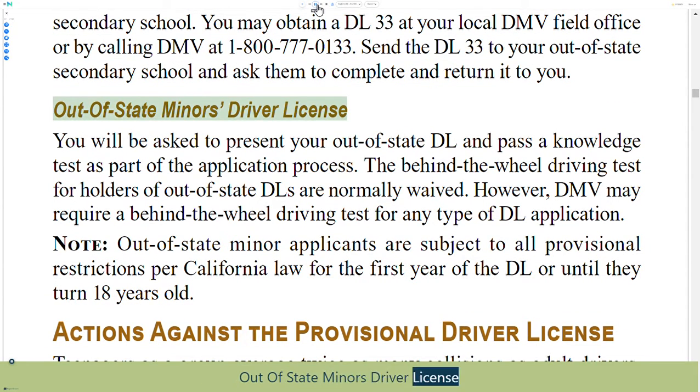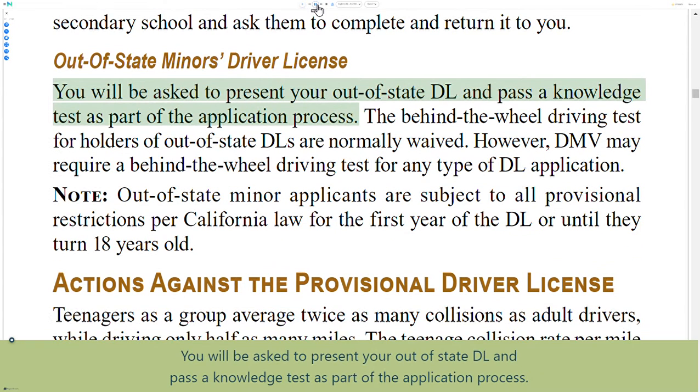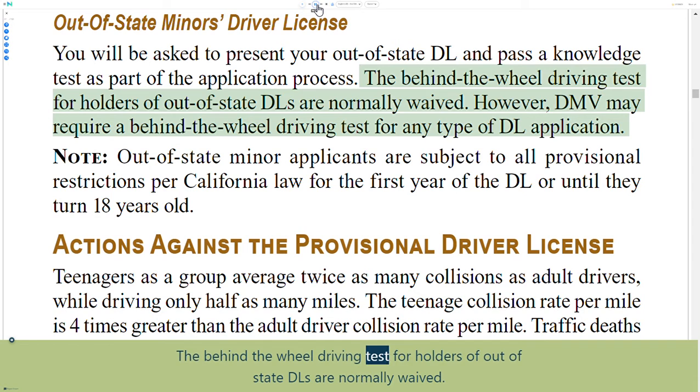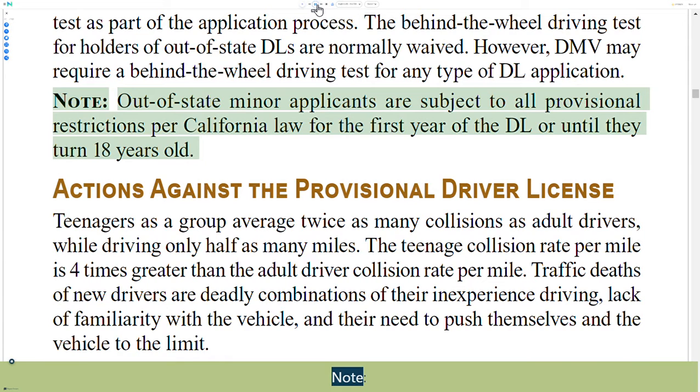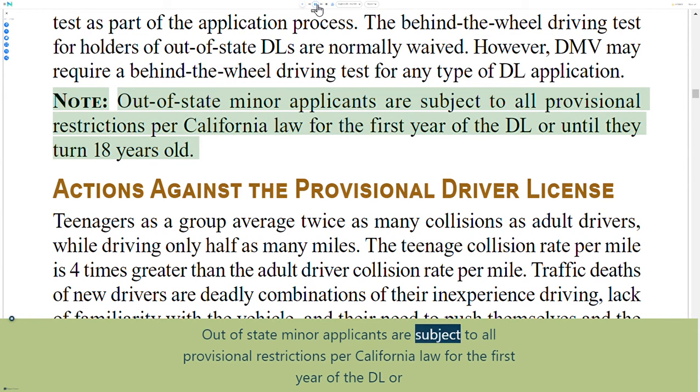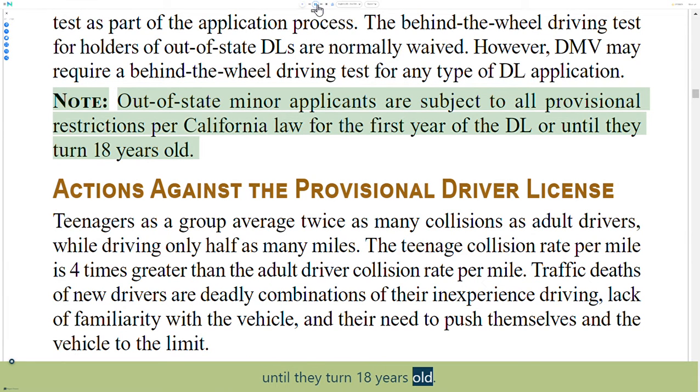Out-of-state minors driver license. You will be asked to present your out-of-state DL and pass a knowledge test as part of the application process. The behind-the-wheel driving test for holders of out-of-state DLs is normally waived. However, DMV may require a behind-the-wheel driving test for any type of DL application. Note: out-of-state minor applicants are subject to all provisional restrictions per California law for the first year of the DL, or until they turn 18 years old.